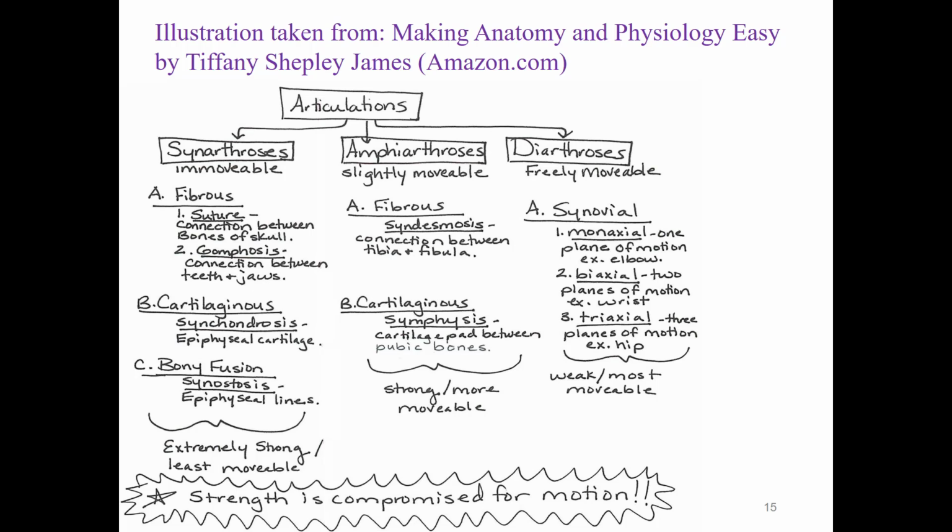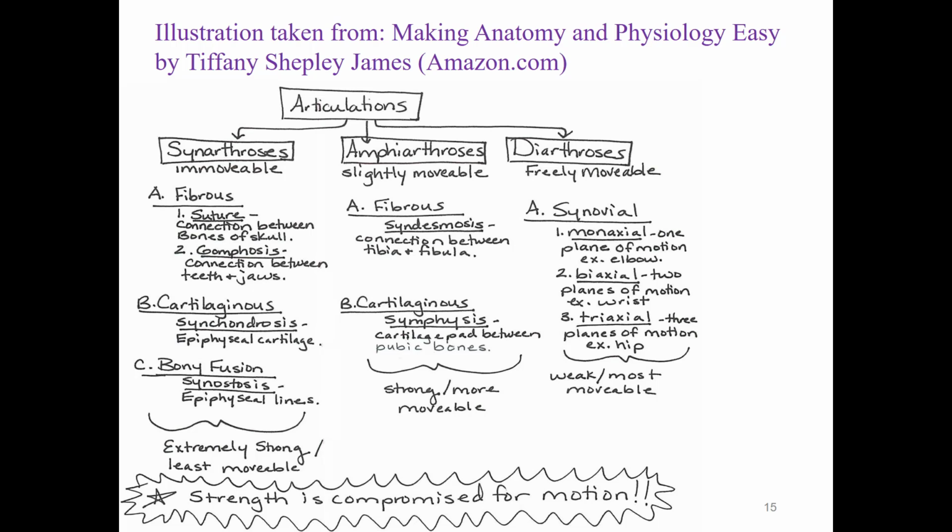But a monaxial joint, mono meaning one, is going to move in one plane of motion, like your elbow. And if you practice with your elbow, you can see that it is a hinge, and we can really only move it in one motion, a hinge motion, up and down. And then biaxial is two planes of motion, like the wrist. So if you practice with your wrist, you can move your wrist a little bit more than you can your elbow.